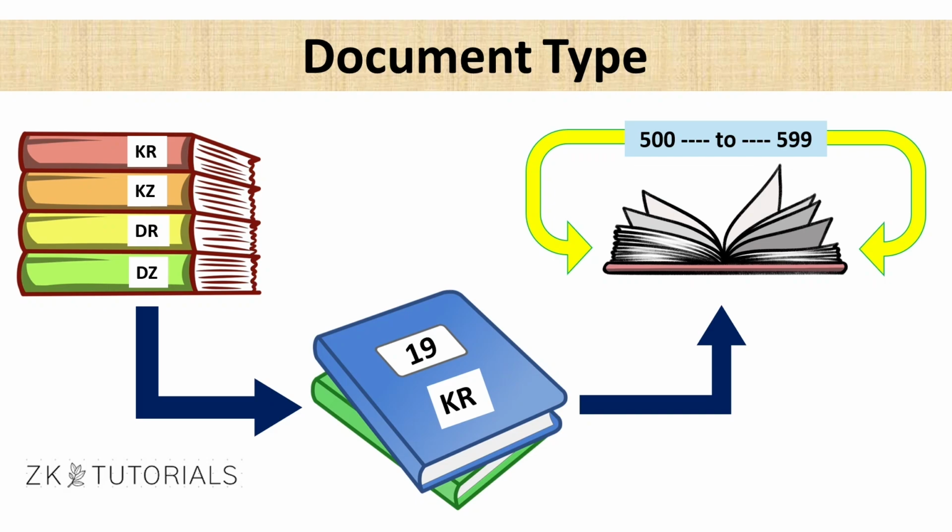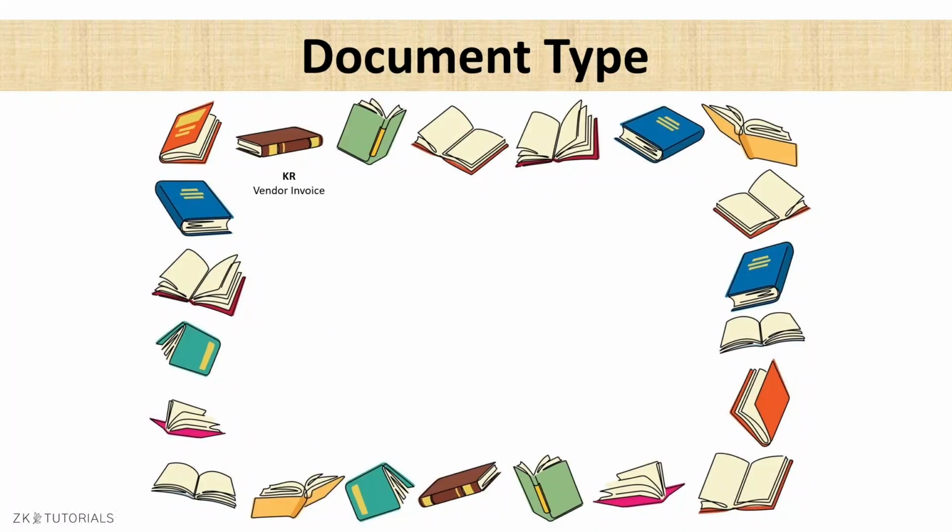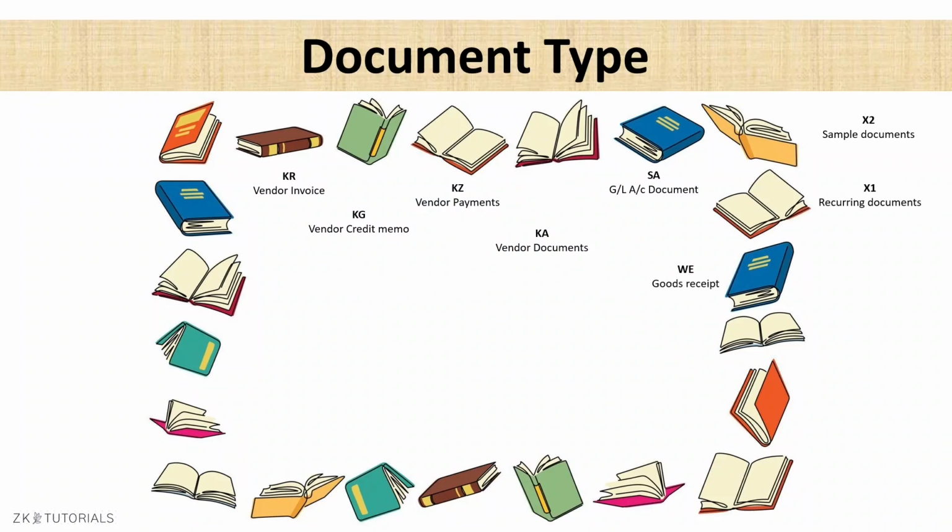In the same way, we have so many document types. The popular document types are like: KR is for vendor invoice, KG is for vendor credit memo, KZ is for vendor payments, KA is for vendor documents, and SA is for GL account document, X2 is for sample documents, X1 is for recurring documents, WE is for goods receipt, WA is for goods issue, UV is for universal documents, and SU is for clearing documents.